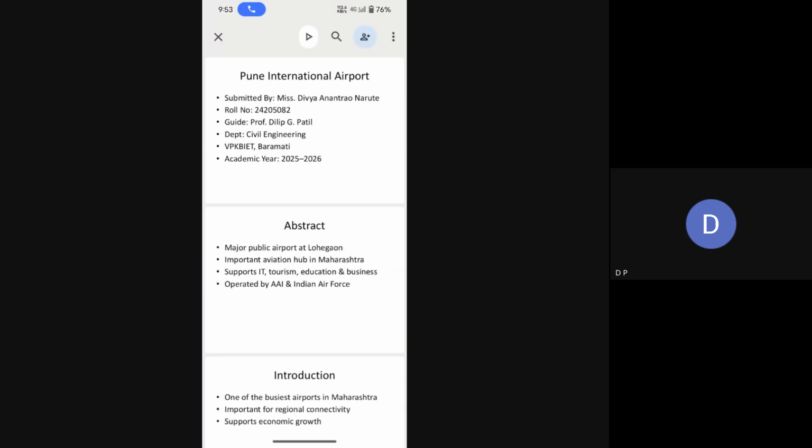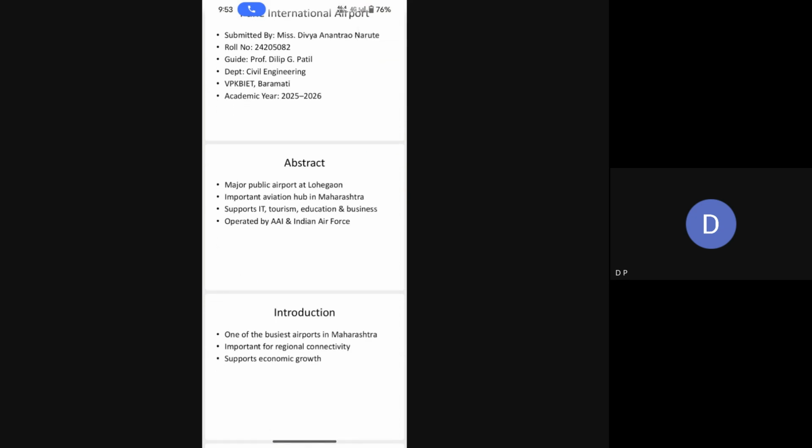My name is Divya Nalte, roll number 82. My topic is Pune International Airport. Abstract: major public airport at Lohegaon. Importance: one of the major hubs in Maharashtra. Supports IT, tourism, education, and business. Operated by AAI and the Indian Air Force.